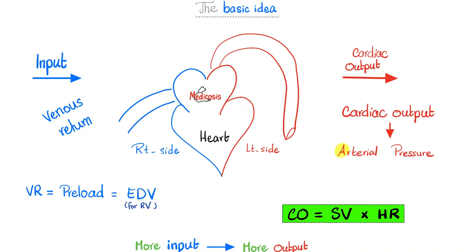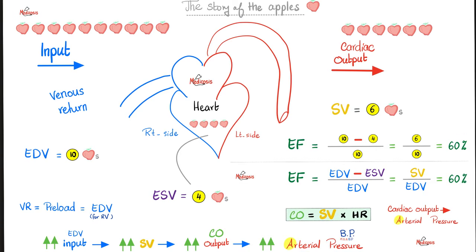Afterload, and it will be arterial. Afterload is arterial. Next, many students struggle with the concepts of ejection fraction, end-diastolic, end-systolic, and all of this nonsense. It's a piece of cake. Look, imagine that I gave you 10 apples. You decided to keep 4 apples for you and eject, or give away, 6 apples.